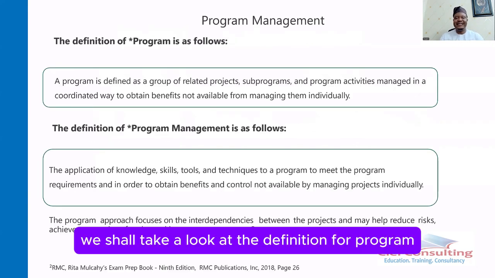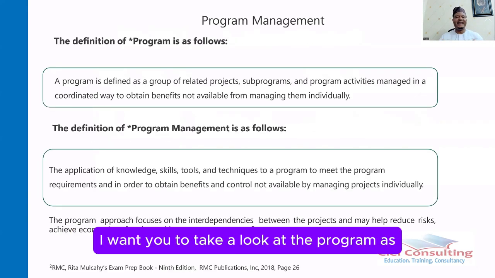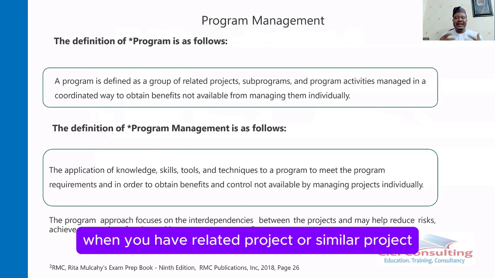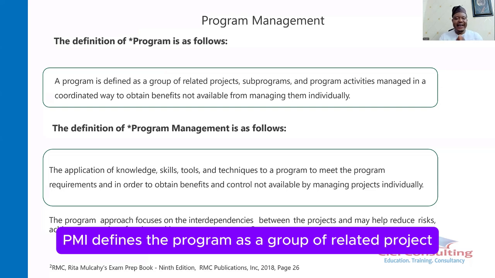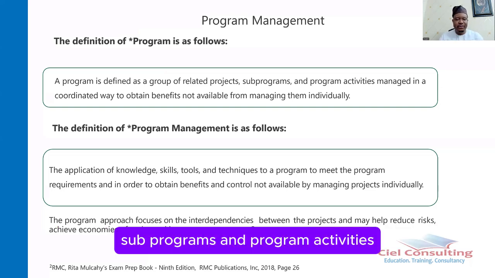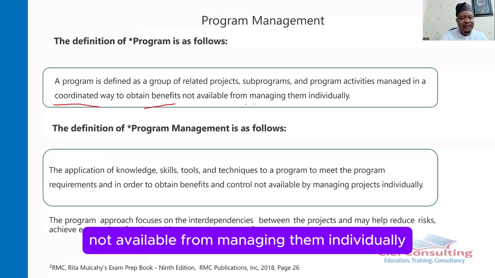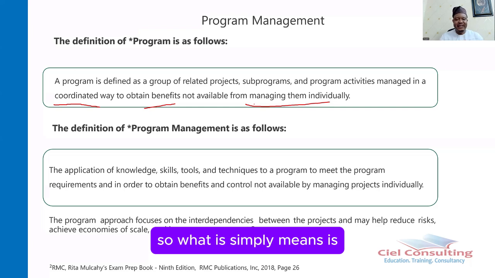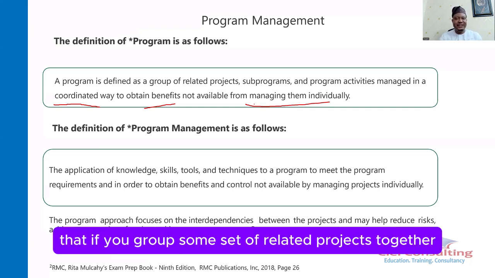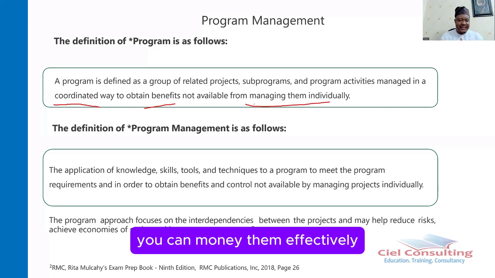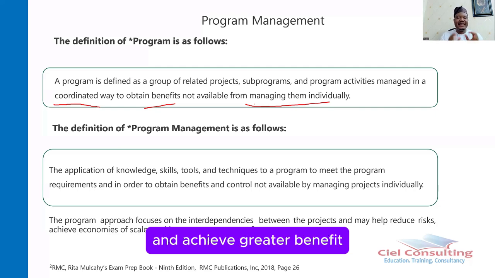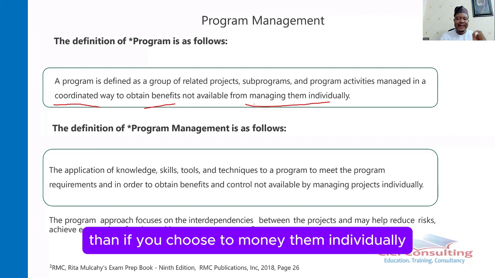Next, we shall take a look at the definition for program. I want you to take a look at the program as when you have related projects or similar projects. PMI defines a program as a group of related projects, sub-programs, and program activities managed in a coordinated way to obtain benefits not available from managing them individually. So what this simply means is that if you group some set of related projects together, you can manage them effectively and achieve greater benefits than if you choose to manage them individually.